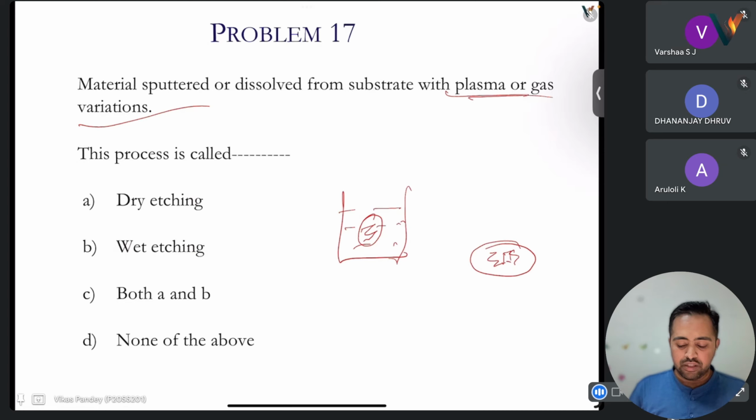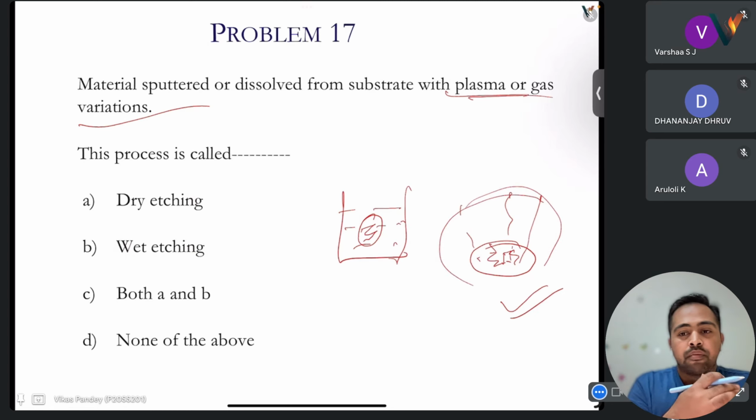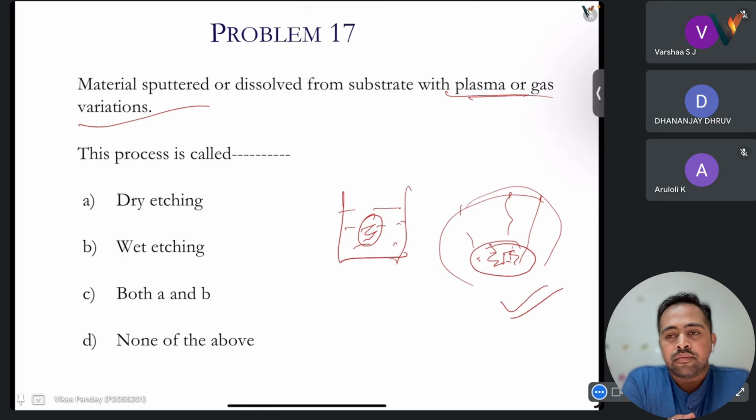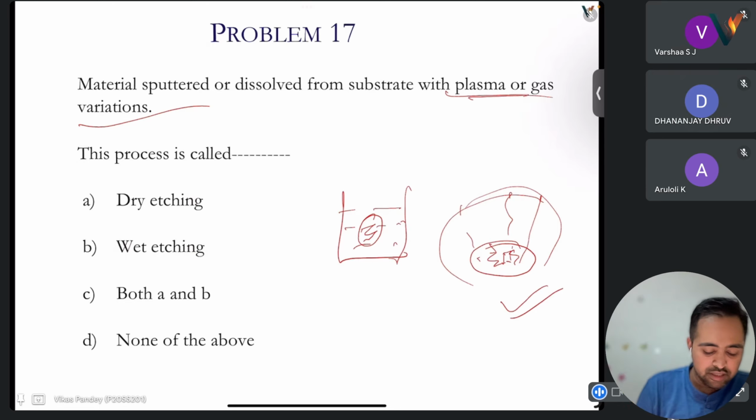And in this case, we have the wafer with a pattern, or the pattern may not be there. Then we will decide how this is done. But mostly there will be a pattern or mask over it, and then we are creating plasma of different kinds of gases. So what is this called? Anyone? It is dry. Yeah, it is dry. Since we are not using chemicals, here it is called dry etching.